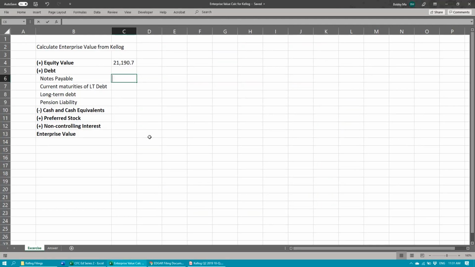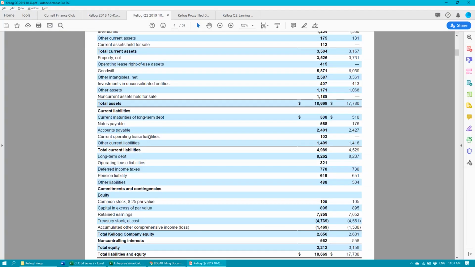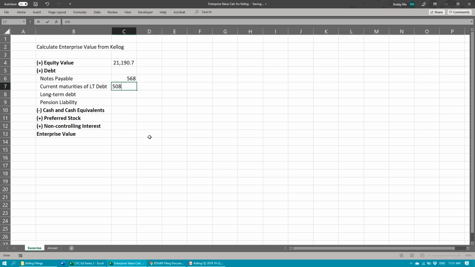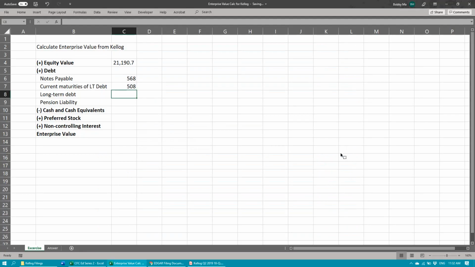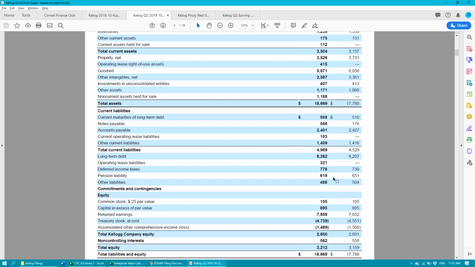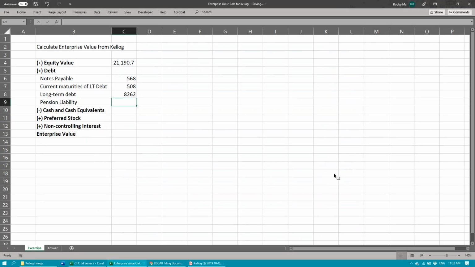So you have 568 of notes payable. Then you have current maturities of long-term debt. So you have 508 of current maturities. Then you have the non-current portion of long-term debt, which is 8262. And then you have a pension liability, which again is a pension obligation to other folks. And as explained above, it is considered part of enterprise value when you add it back. So that's 619.